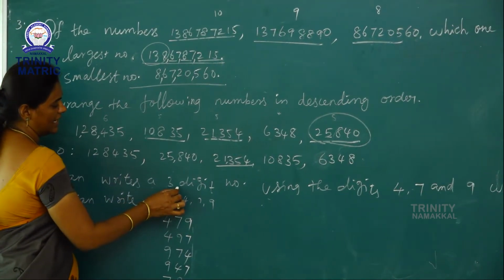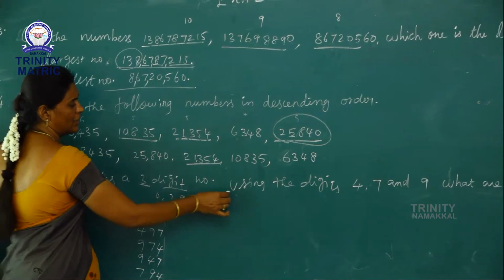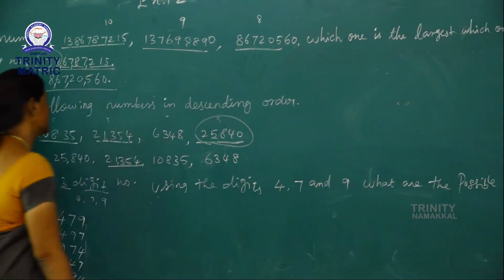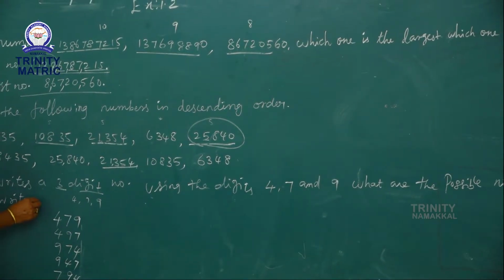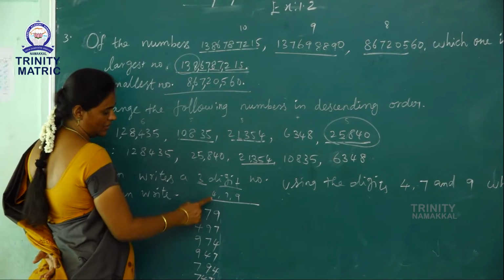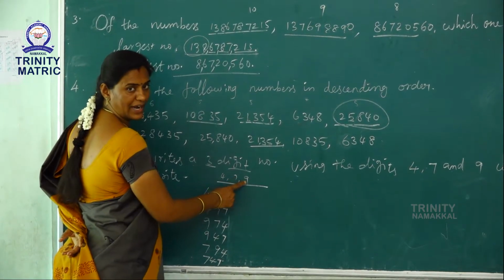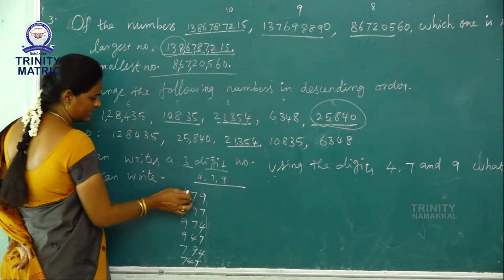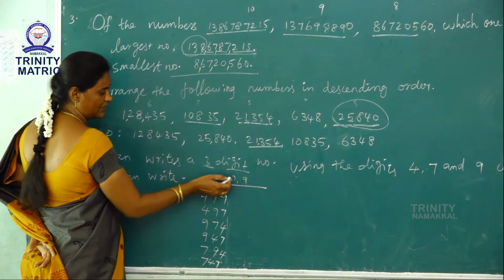Then see the fifth sum. Rajan writes a 3 digit number using the digits 4, 7 and 9. What are the possible numbers he can write? See in the question, what are the digits given? 4, 7 and 9. We write the digits as they are, that is 479.